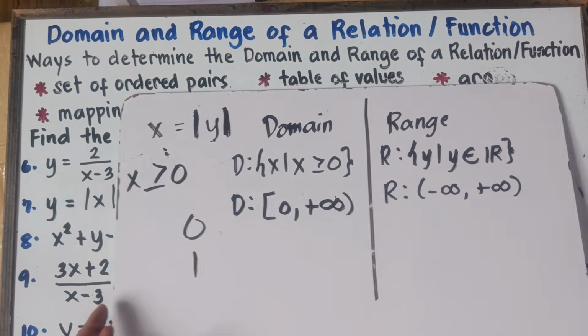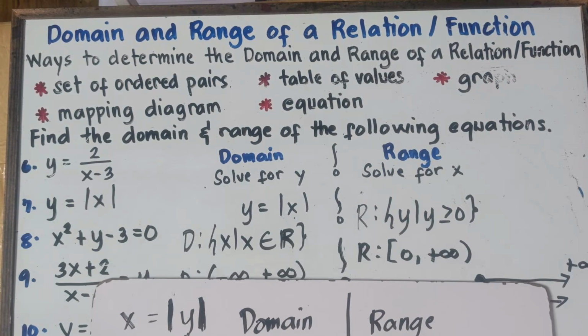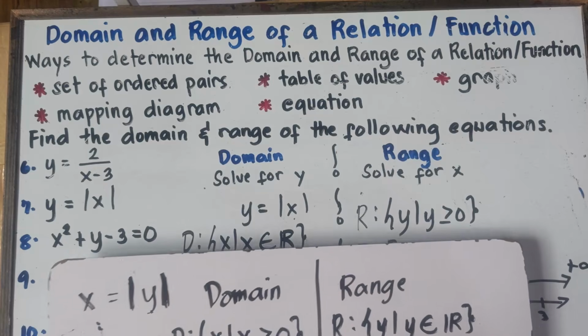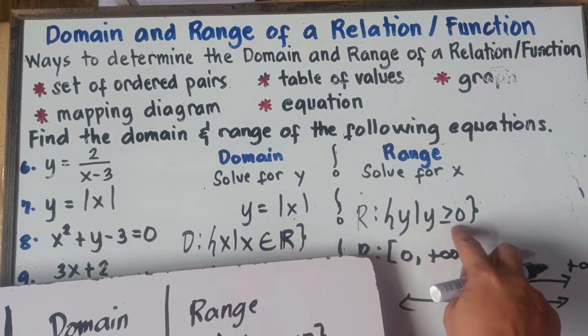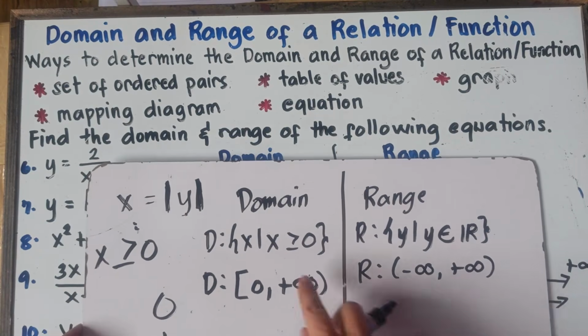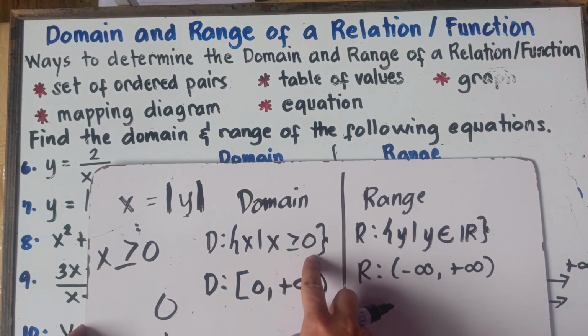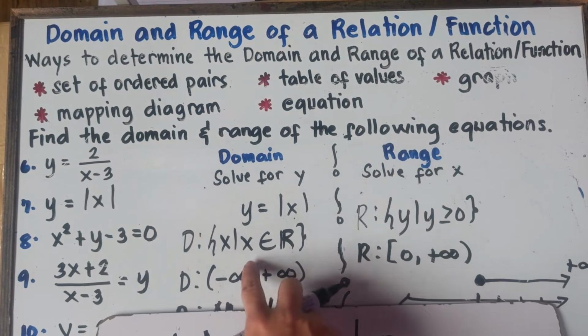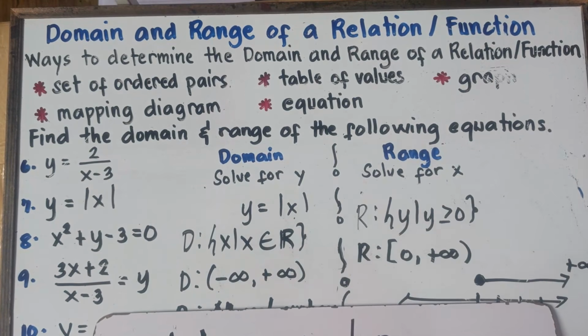So it's actually alternate, class. A while ago, our range, there would be y greater than or equal to 0. This time, the domain, there would be x greater than or equal to 0. And then for the range, there will be all real numbers. A while ago, domain, there will be all real numbers. So it's actually alternate, class.